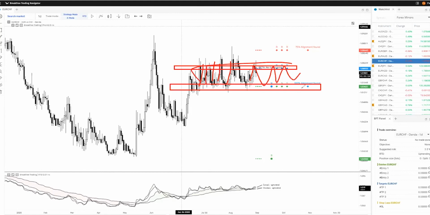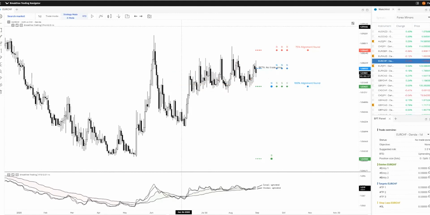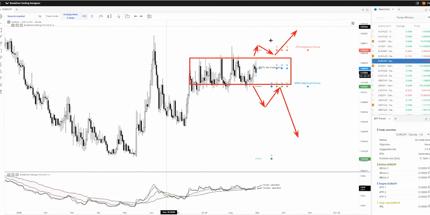So now the strategy mode trade is gone. But yeah, people hit TP on this quite a lot. Eventually it's going to break. If you have a consolidation like this, basically what it means is price is accumulating orders, preparing for a big move. So it's either going to break out up or break out down, and it's going to be interesting to see which way it'll break.